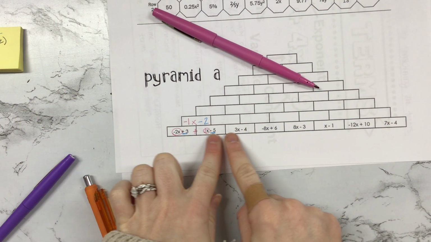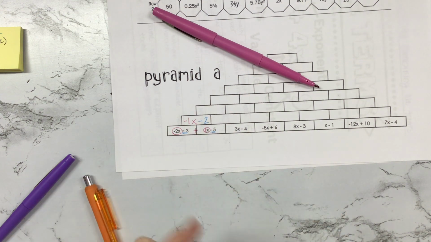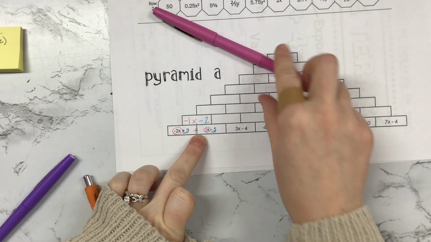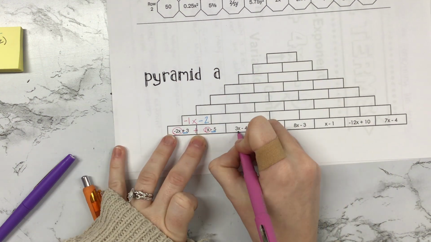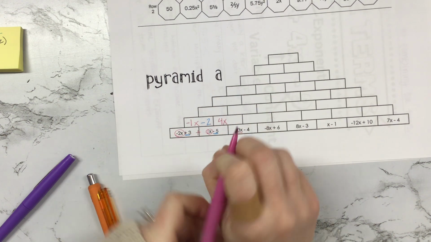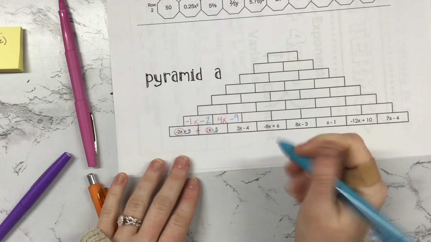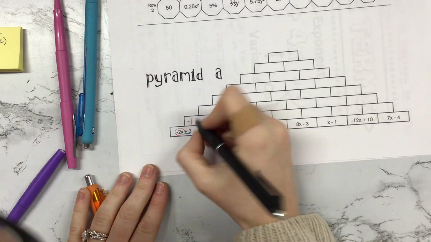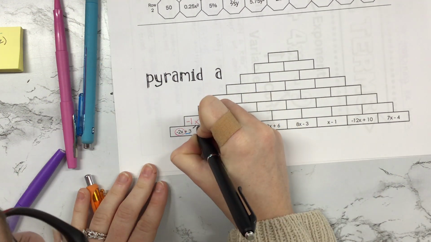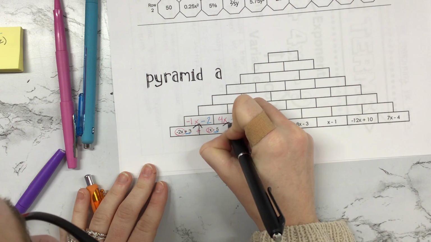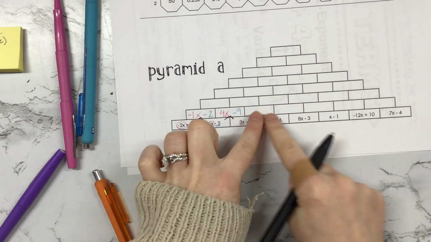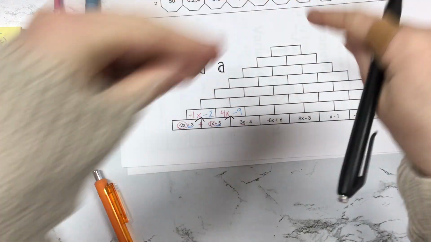Then I would combine these two boxes to get the one above. So 1x plus 3x will be 4x. Then negative 5 minus 4 is negative 9. So these two boxes combine to make this one. These two boxes combine to make this one. And then you're going to keep going up till you get to the top.